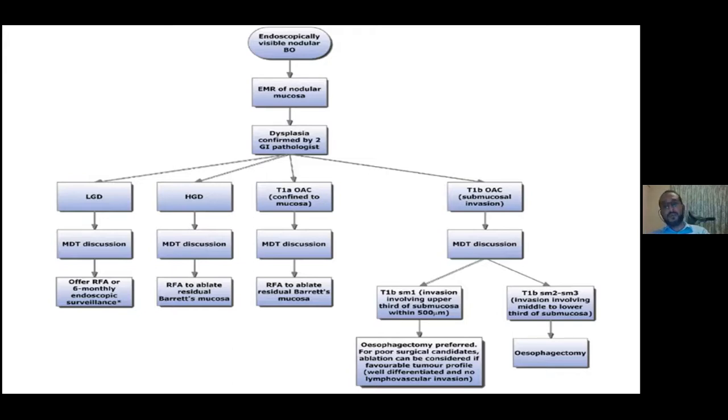The T1b discussion with MDT: if it's SM1, it involves the upper third of the submucosa. Oesophagectomy can be performed. For non-surgical candidates, ablation can be considered. Also well differentiated and no lymphovascular invasion. For those with SM2, that is, involving the middle to lower third of the submucosa, oesophagectomy is recommended.